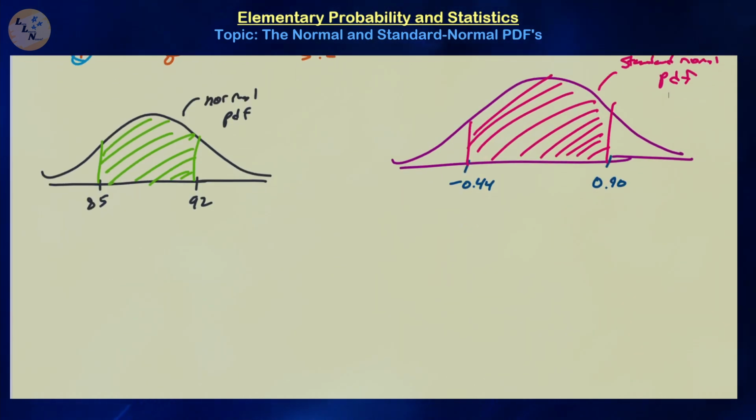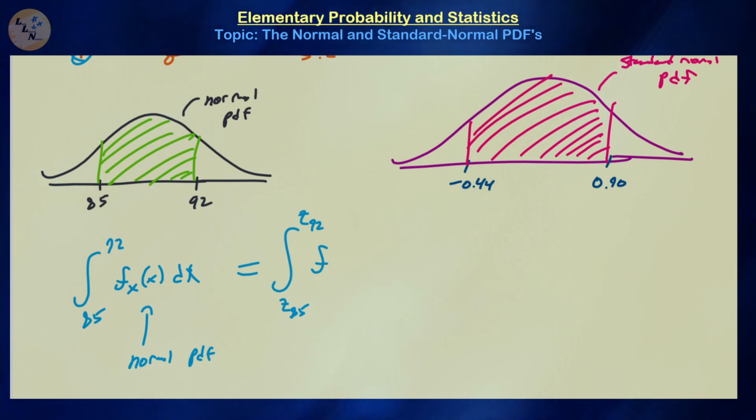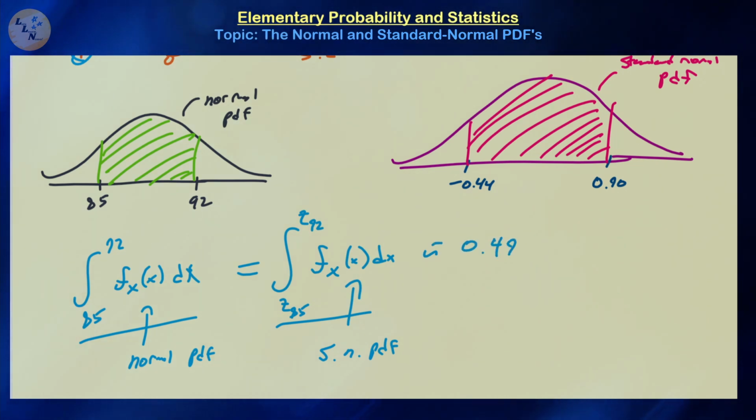So in terms of this transformational trick that we're doing, the integral from 85 to 92 of f(x), where this is the normal PDF, is going to be equal to the integral from the z-score of 85 to the z-score of 92 of our standard normal PDF. Right, so this is going to be a different function. This is my standard normal PDF. And regardless of which integral you use, you should get the same exact answer of 0.4878.